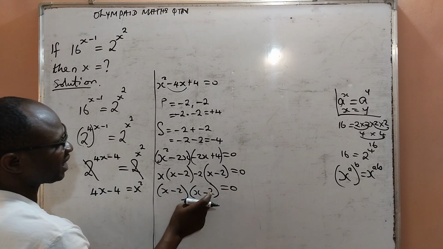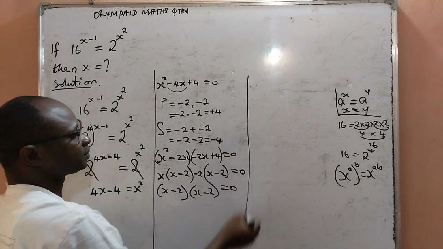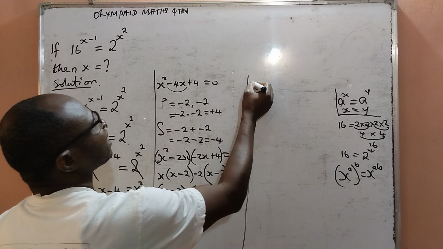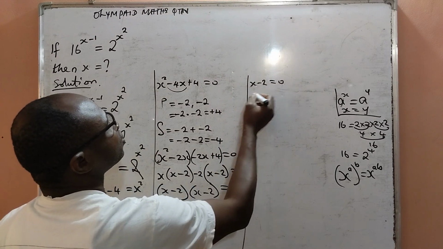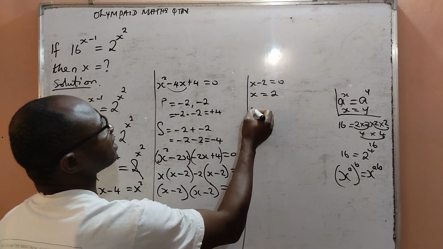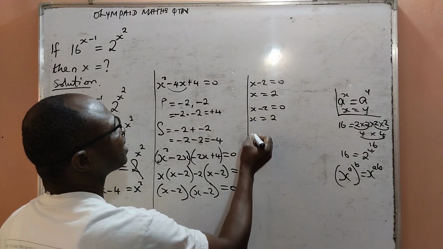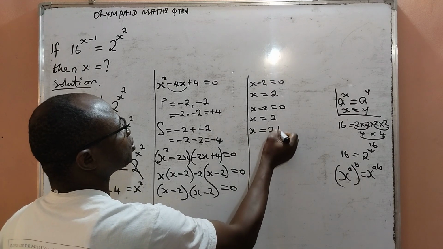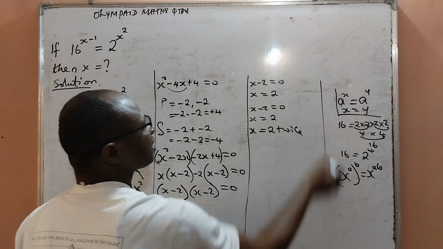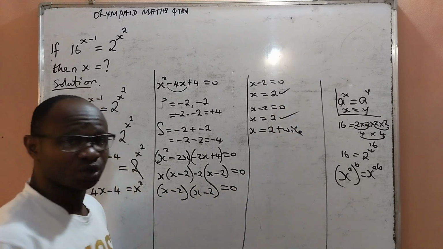This implies that the two brackets are each equal to 0. Now, the first bracket, x minus 2, is equal to 0, meaning that x is equal to 2. From the second bracket, x minus 2 is equal to 0, meaning that x is also equal to 2. So we can say that x is equal to 2 twice, because in the first bracket the answer is 2, and in the second bracket the answer is also 2.